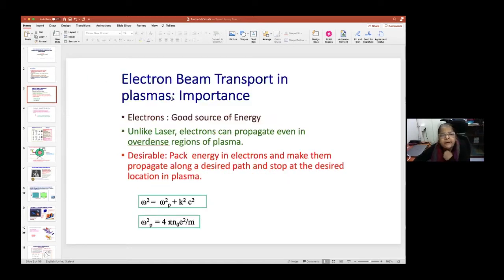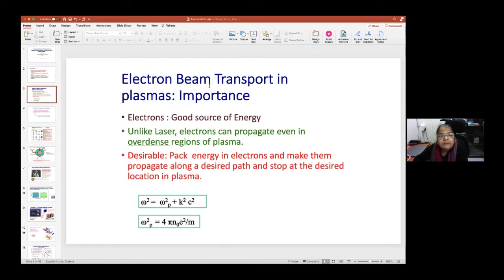So why is electron beam transport in plasma of importance? Electrons are a very good source of energy. You can accelerate them very easily. And unlike lasers, they can propagate even in overdense regions of plasma. What do I mean by overdense? If you look at the laser frequency inside the plasma, it satisfies this dispersion relation, where omega square is omega p square plus k square c square, and omega p square depends on the plasma density. So only if the laser frequency is higher than the plasma frequency can k be real and the laser propagate. So in overdense plasmas, you cannot use lasers to heat the plasma.